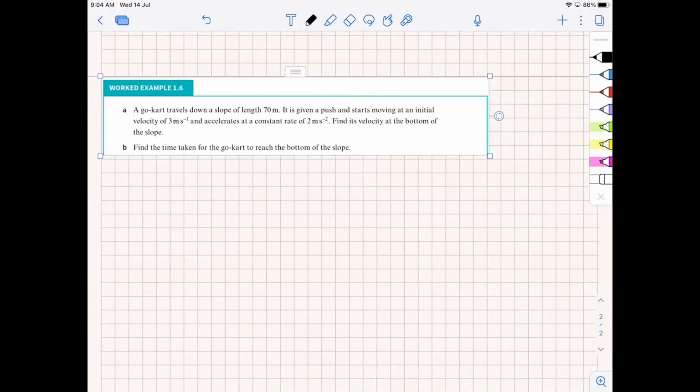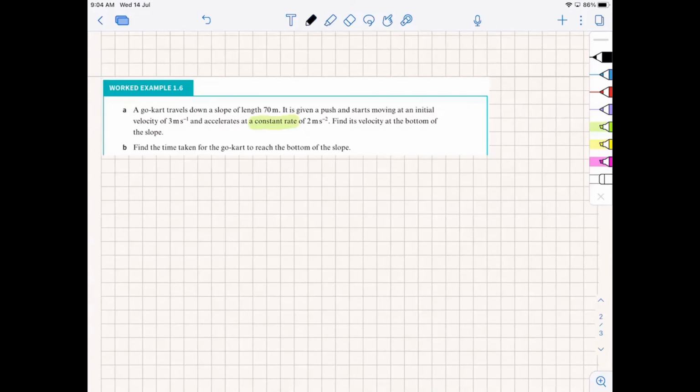And this go-kart is traveling down a slope with a length of 70 meters. It's given a push and starts moving at an initial velocity of 3 meters per second and accelerates at a constant rate. Very important when we read that constant rate, right? We know we can use our constant acceleration formulas. Find its velocity at the bottom of the slope.